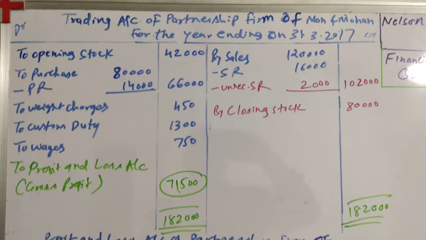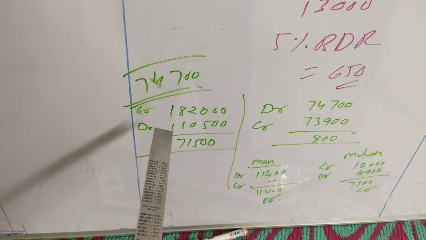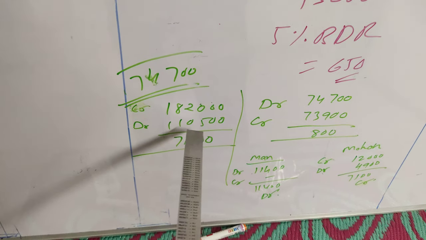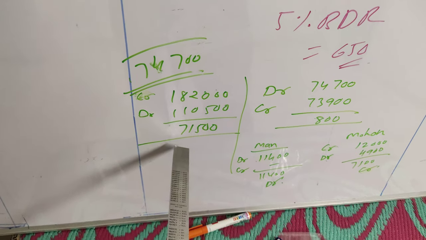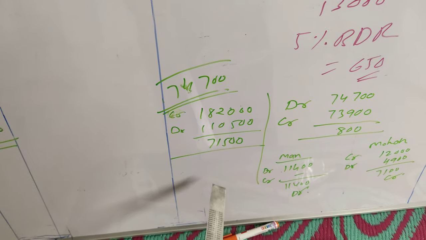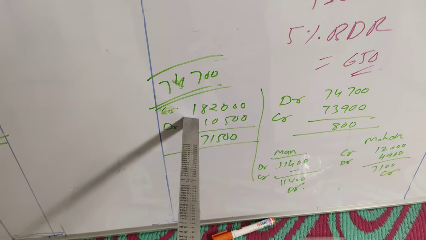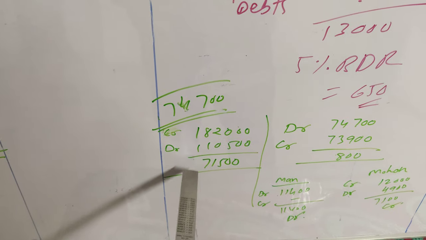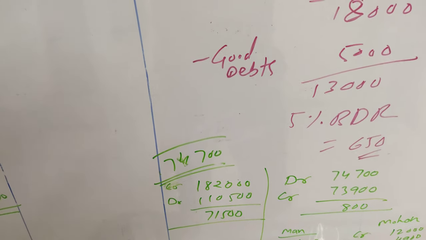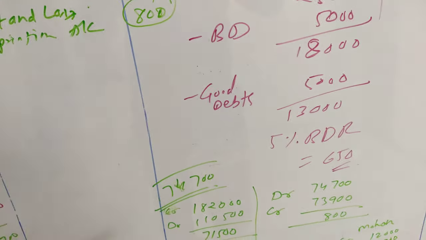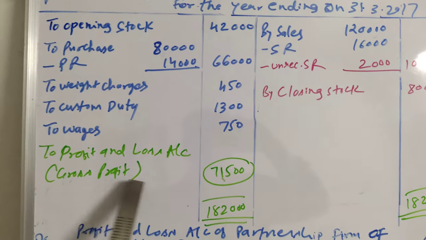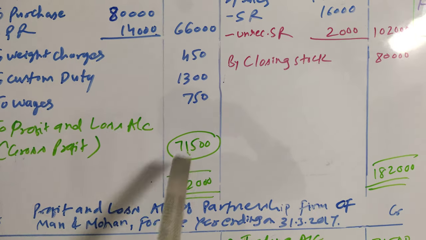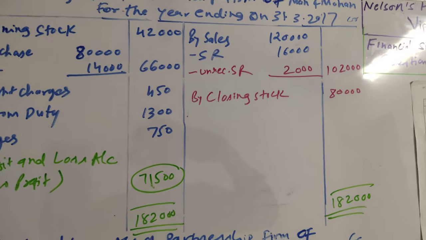When you will close trading account, you will find that the debit side total of trading account is 110,500 and credit side total is 182,000. So the difference is 71,500. Credit side total 182,000, debit side total 110,500, the difference 71,500. Gross profit it is. So it will be recorded like this. To profit and loss account, gross profit 71,500 and total 182,000.